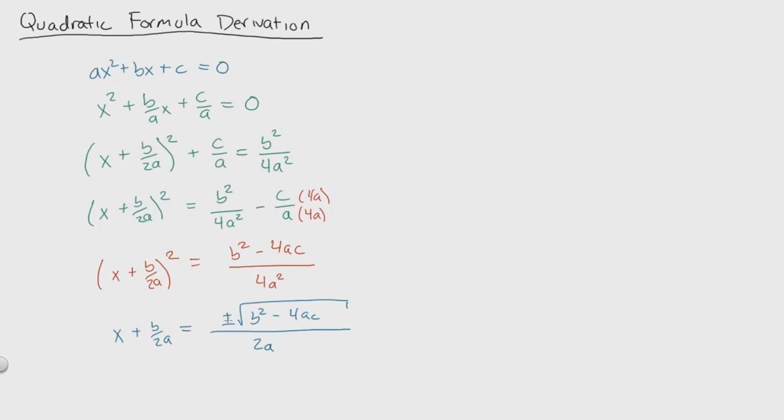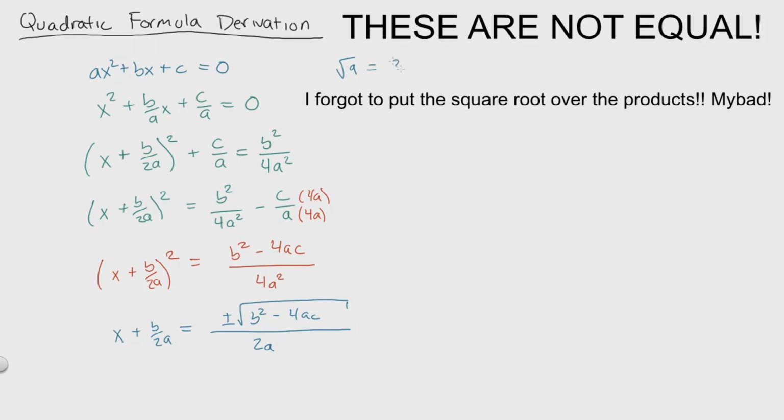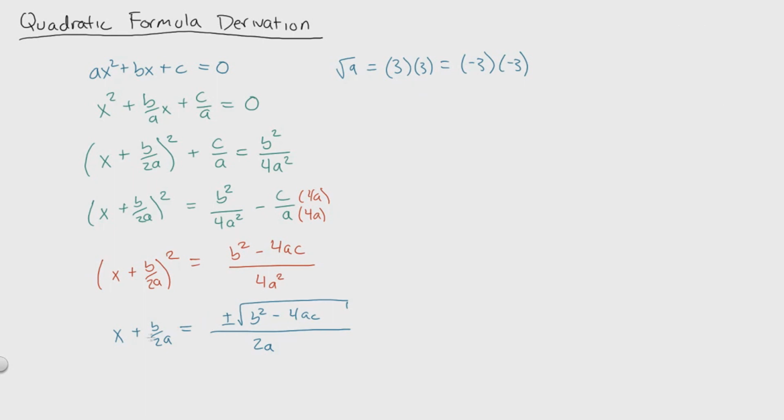The reason why this is a plus or minus is because we have an even number for the exponent. When we take an even root, we have to use this plus or minus sign, meaning there's going to be two values for this square root. To put it in a more practical sense, we could say that the square root of 9 is equal to 3 times 3, but it also equals negative 3 times negative 3. So there is a positive value as well as a negative value. That's what this plus or minus is saying for this problem. So all we have to do is isolate x.